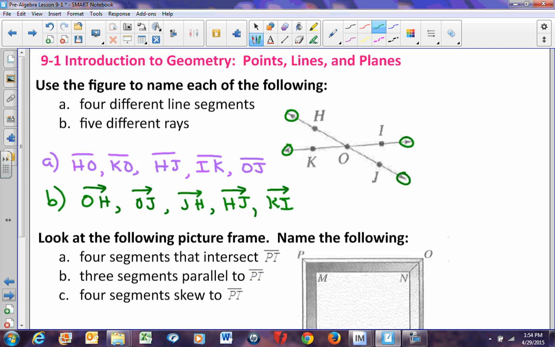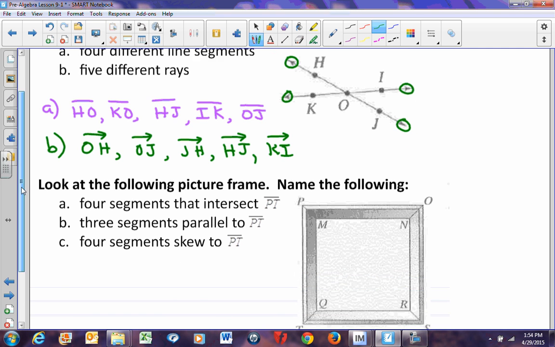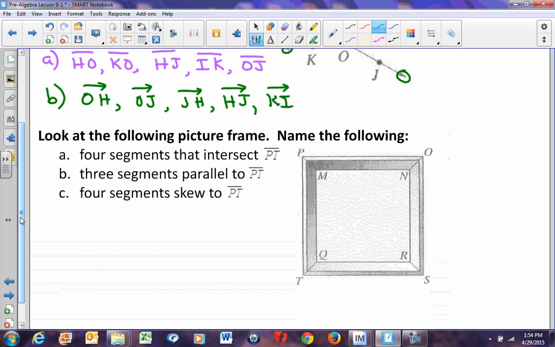Now, let's look at this picture frame. Think of it as being three-dimensional. Okay, we have this lovely picture frame. Think of it as, okay, this would be getting deep in. It's like a window box, think of. Okay, we need 4 segments that intersect PT. Intersect means cross. They will cross PT.